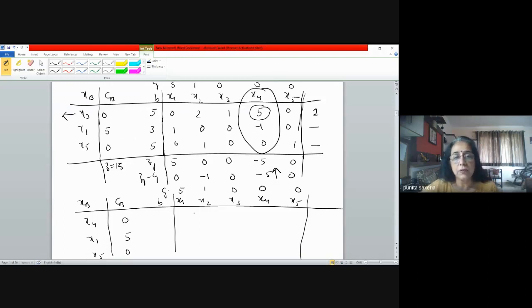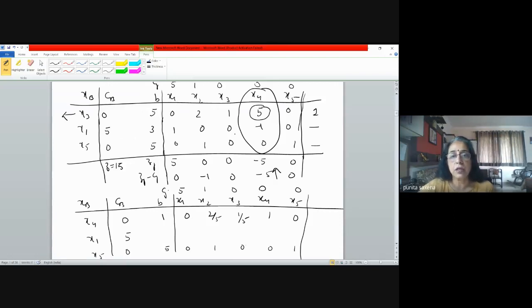Now let's make transformations here, right? So I have to make this 5 into 1. So I'll divide R1 by 5, and we get 1, 0, 2 by 5, 1 by 5, 1, 0. Now this element was to be made 0. It is already 0. So that means no change in R3. So I write my R3 as it is: 5, 0, 1, 0, 0, 1.